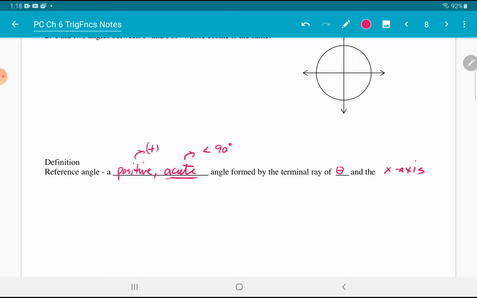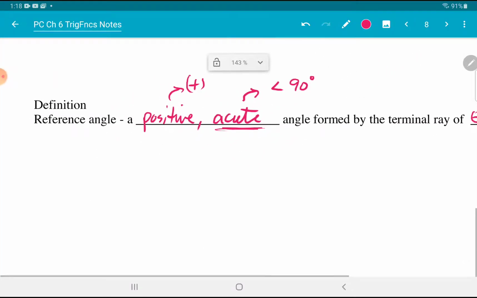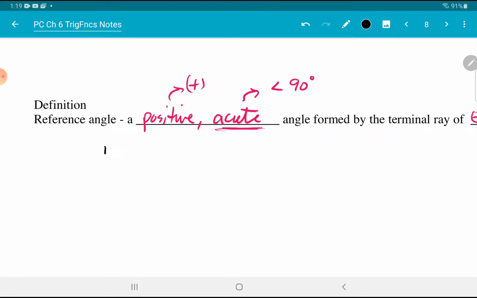So let's do 3 examples here and examine what exactly a reference angle is trying to tell us. So I'm going to go ahead and draw some coordinate planes here.